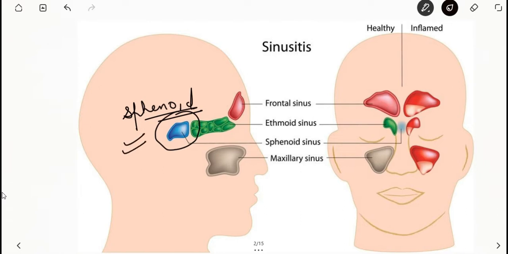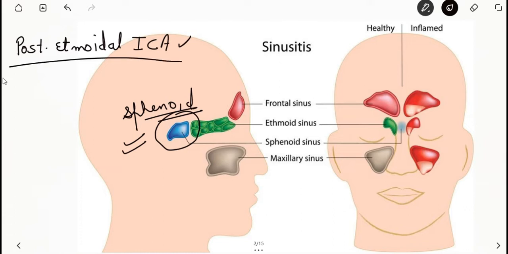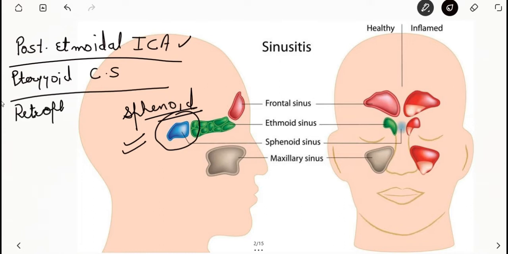The arterial supply is by the posterior ethmoidal and internal carotid artery. The venous drainage is into the pterygoid plexus of veins and cavernous sinus. The lymphatic drainage is through the retropharyngeal lymph nodes. And the nerve supply is by the posterior ethmoidal nerve and the orbital branch of the pterygopalatine ganglion.